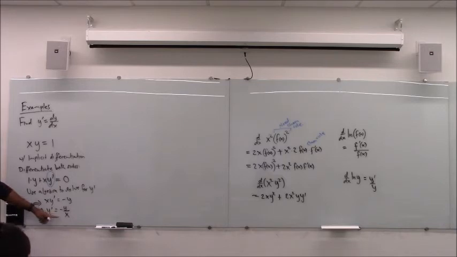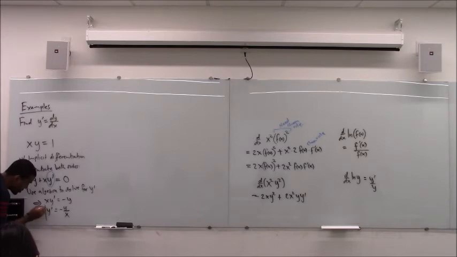Now, how do I know I wasn't dividing by 0 here? Can x be 0? No, because the original equation says it equals 1, and if x was 0, the product would be 0. So I know x is not 0 because of the original equation. So I'm not worried about division by 0, and so that's y prime. This is the answer.